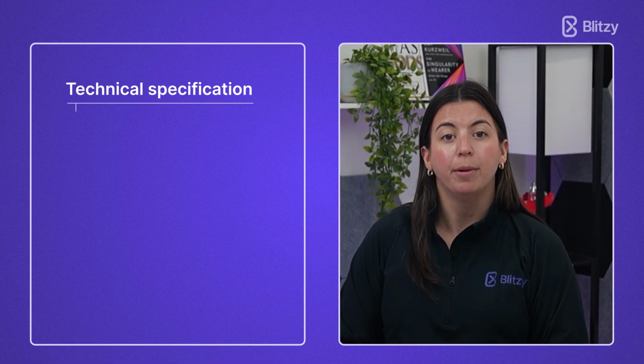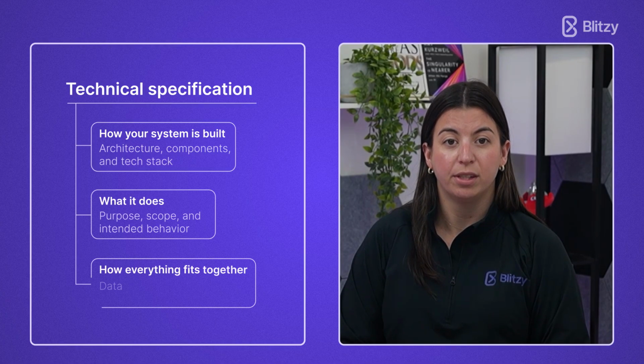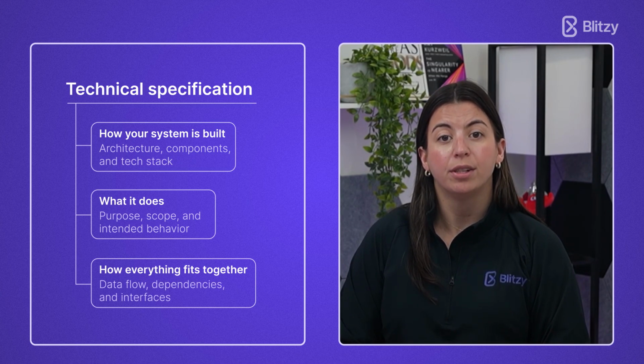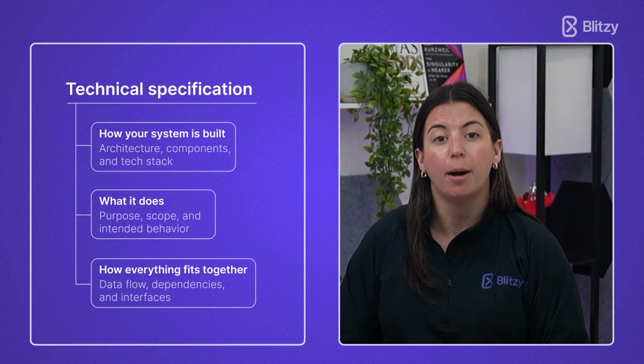Ingestion is where Blitzy goes deep on your codebase. It reads everything and produces what's called a technical specification. It's an internal document that captures how your system is built, what it does, and how everything fits together. Every code generation decision Blitzy makes is built on top of that spec.